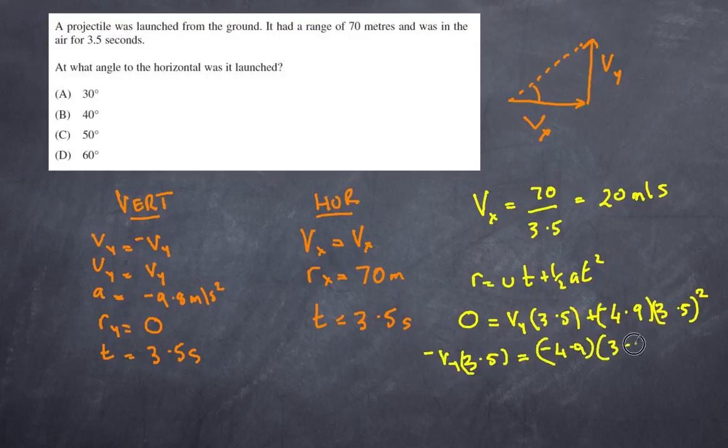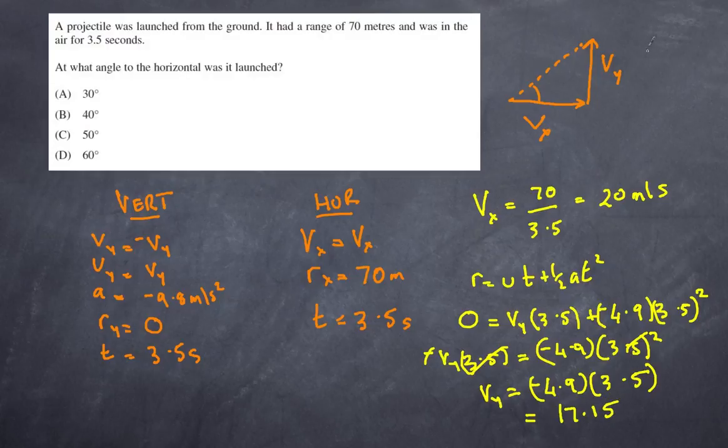Now, of course, the negatives cancel out and the 3.5s cancel out. So I end up getting Vy is equal to negative 4.9 multiplied by 3.5. Well, that's going to give me an answer of 17.15. So now I can fill this in.